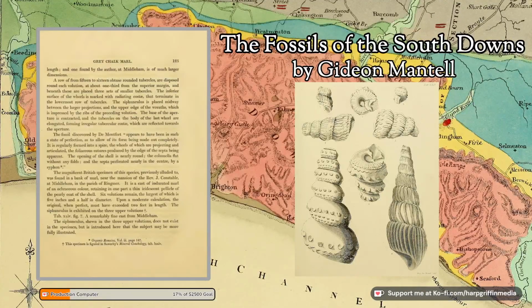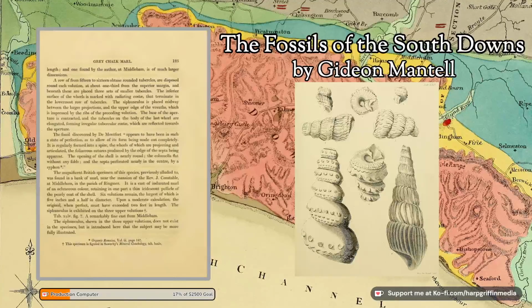A row of from 15 to 16 obtuse rounded tubercles are disposed round each volution, at about 1/3 from the superior margin, and beneath these are placed 3 sets of smaller tubercles. The inferior surface of the whorls is marked with radiating costae that terminate in the lowermost row of tubercles. The Sphinculus is placed midway between the larger projections and the upper edge of the reeds, which is impressed by the ribs of the preceding volution.